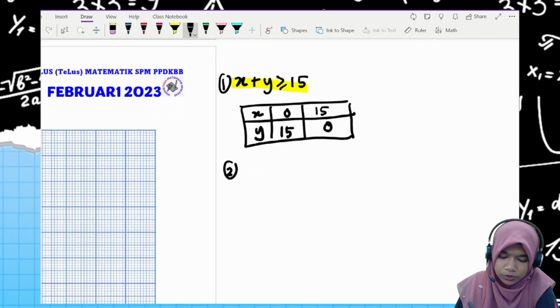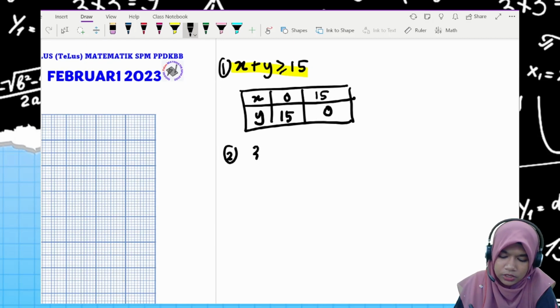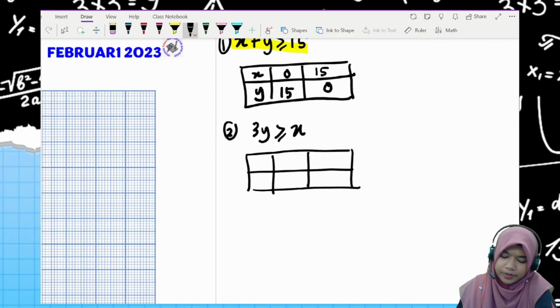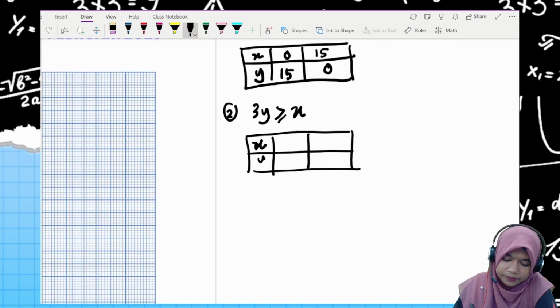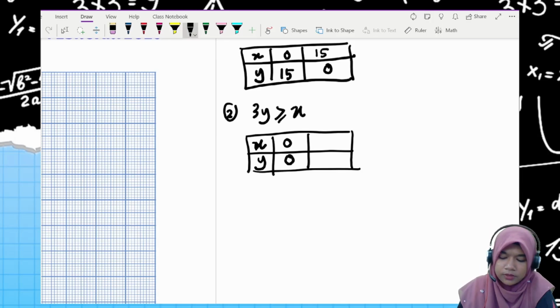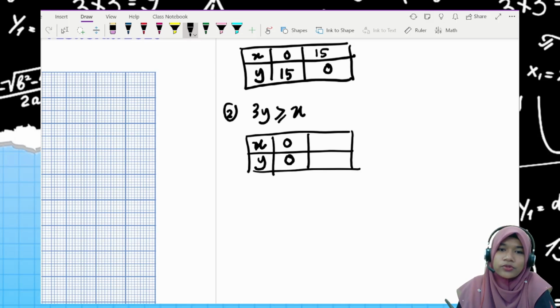This one is for number 1. Number 2, the inequality is 3y greater than or equals to x. So for the table of values here, you cannot take 0, 0 anymore, I mean teacher means you cannot do it like this, because now it does not have the y intercept. So the first one is 0, 0 here. When x equals to 0, y also equals to 0. So the coordinate is 0, 0 at the origin.